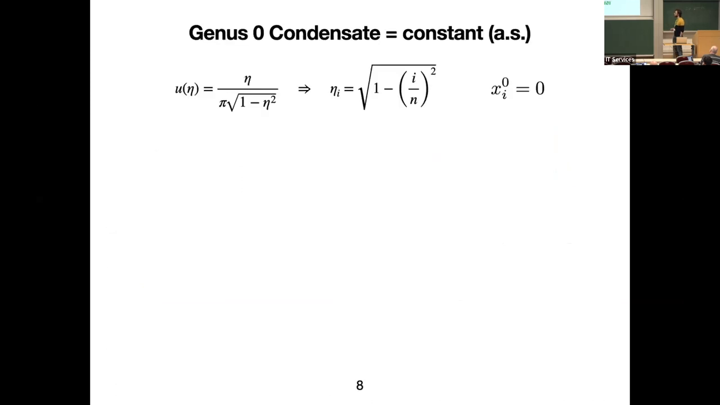So let's see what we can build with this machinery. As we said before, the easiest condensate that we introduced is the genus zero condensate, where the density of states is the Weyl distribution. Given the distribution of the eigenvalues of our scattering problem, we can actually invert and get the exact deterministic positions of our scattering data that are distributed according to this PDF.